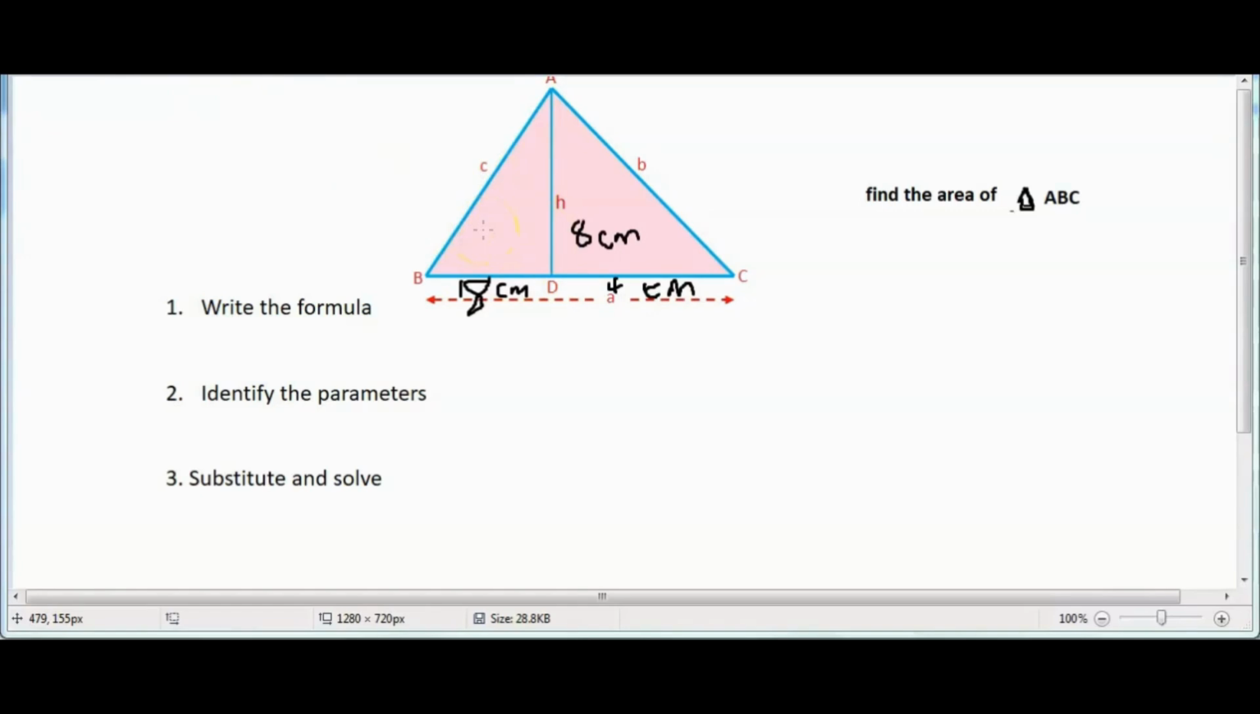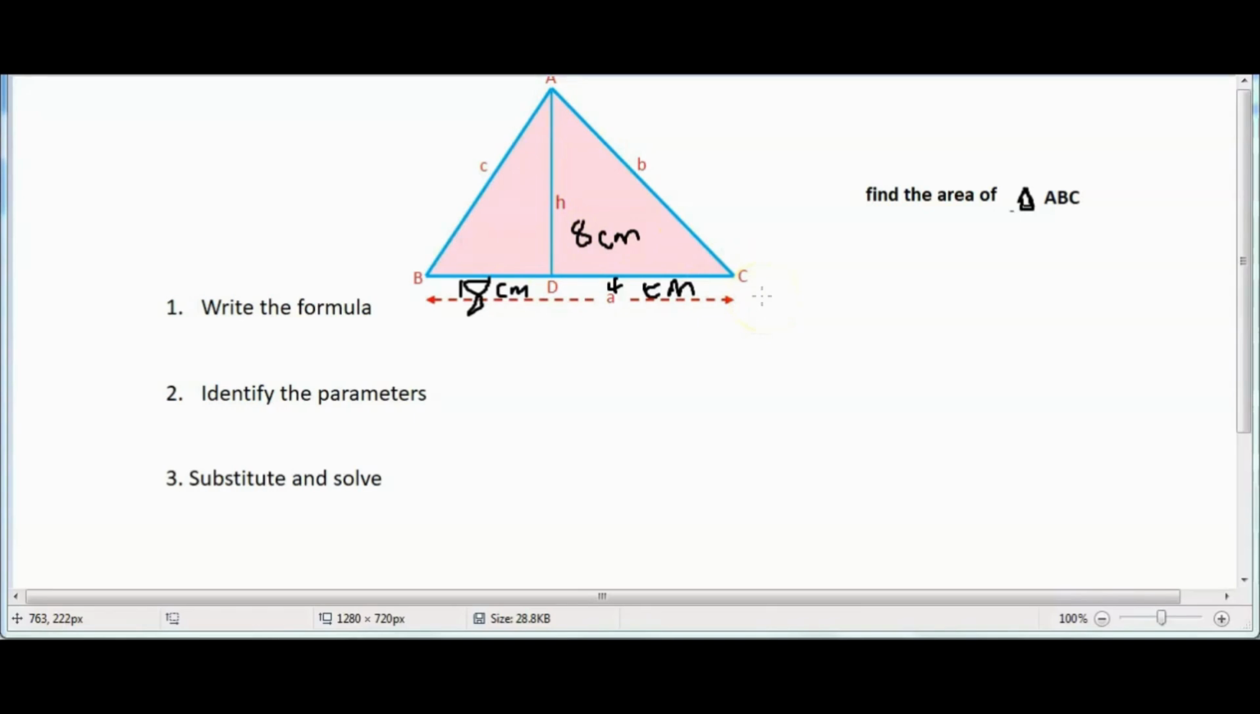There is triangle ABD. This triangle has 2 sides given, which is from B to D, as well as from A to D. B to D is 18 centimeters. A to D is 8 centimeters. Then there's triangle ADC.